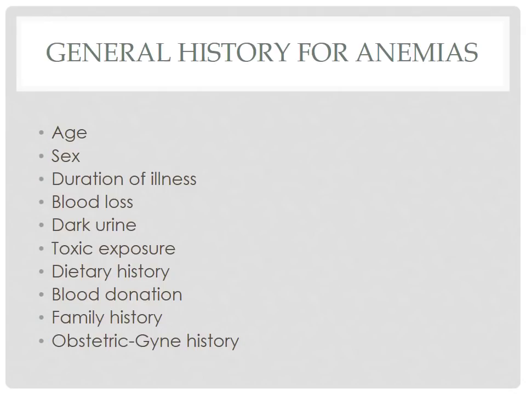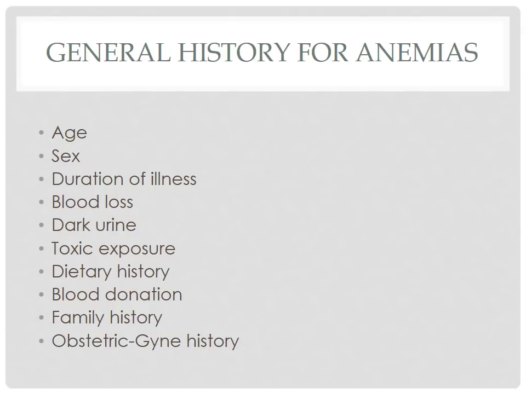History for anemias. When you're taking a history for a patient with anemia, there are several areas you want to focus on. The first would be the patient's age, and remember that children and young women are especially susceptible to anemia. Also making sure that you consider their sex. So obviously female patients are a little more susceptible due to menstrual cycles, and also making sure that you look at the duration of the illness. An acute anemia versus a chronic anemia is going to present very differently with different signs and symptoms, which we'll be discussing a little bit later in this lecture.